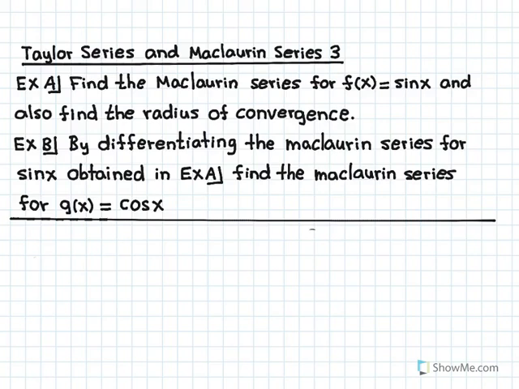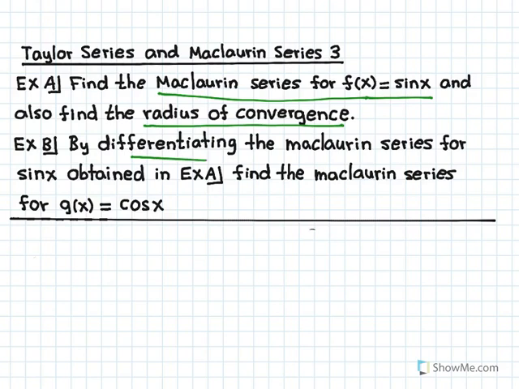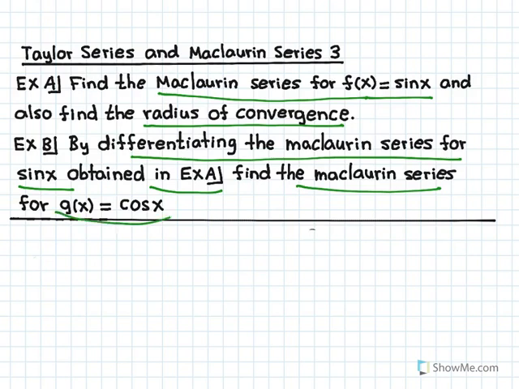In this video, we're going to look at another example of Taylor series and Maclaurin series. The question here is to find the Maclaurin series for the function f of x is equal to sine x, and also find the radius of convergence. Part B. By differentiating the Maclaurin series for sine x obtained in exercise A, find the Maclaurin series for g of x is equal to cos x.